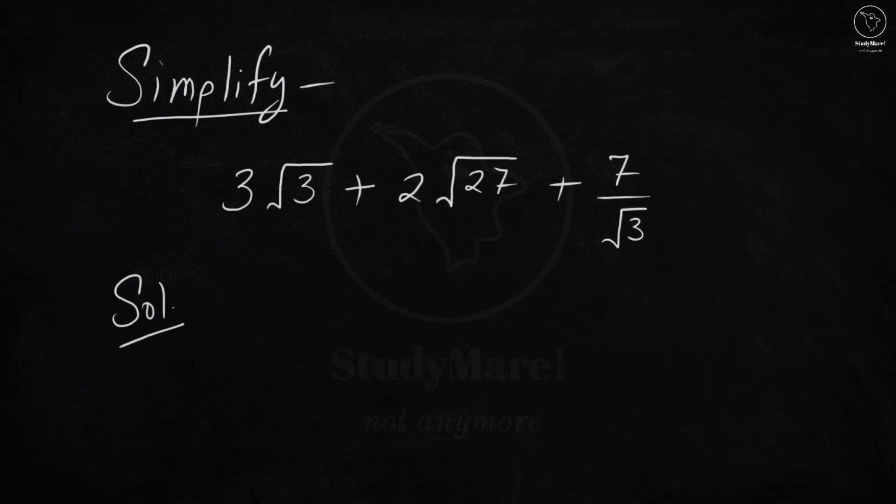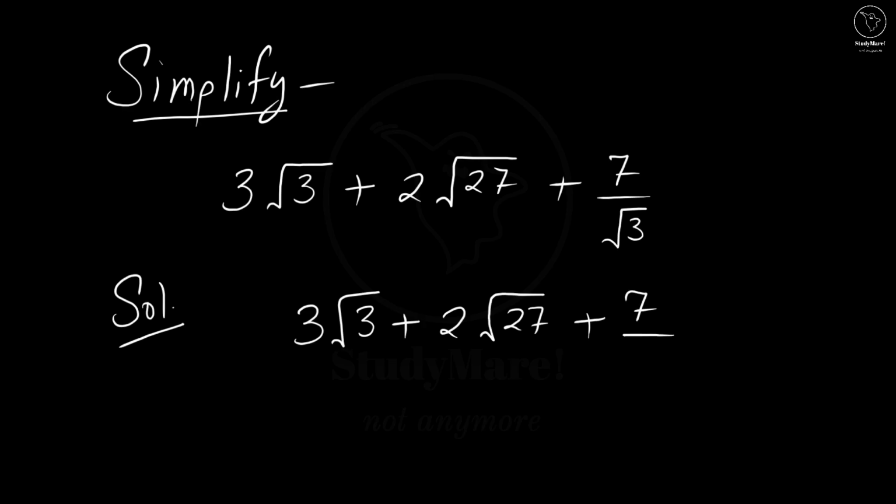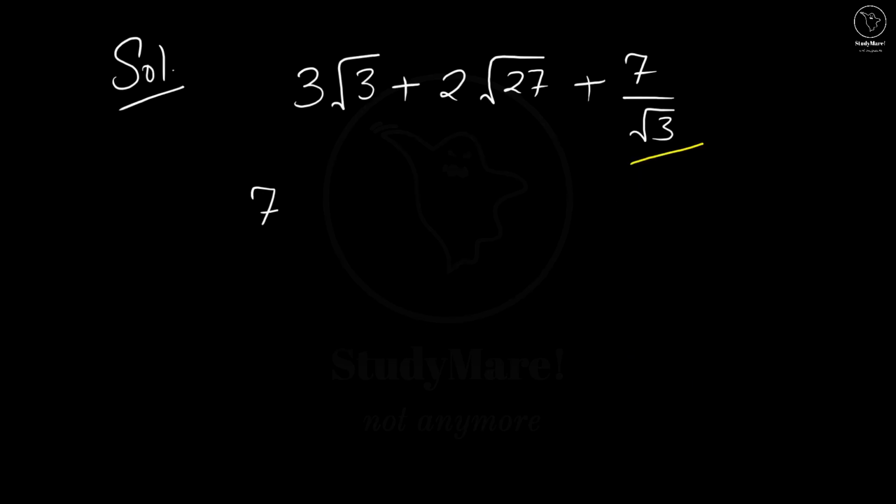Let's start solving it. The given expression is 3 root 3 plus 2 root 27 plus 7 upon root 3. So here we have root 3 in the denominator. That means it will be good if we rationalize the denominator of this fraction before moving ahead. So let's do this. 7 divided by root 3. The rationalization factor will be root 3 in this case.